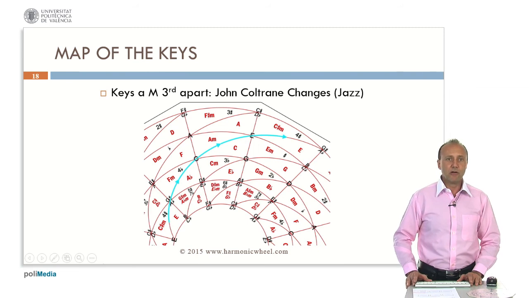We can also move along a spiral line, where we find chords a major third apart. These progressions of chords were widely used in jazz by the great saxophonist John Coltrane.